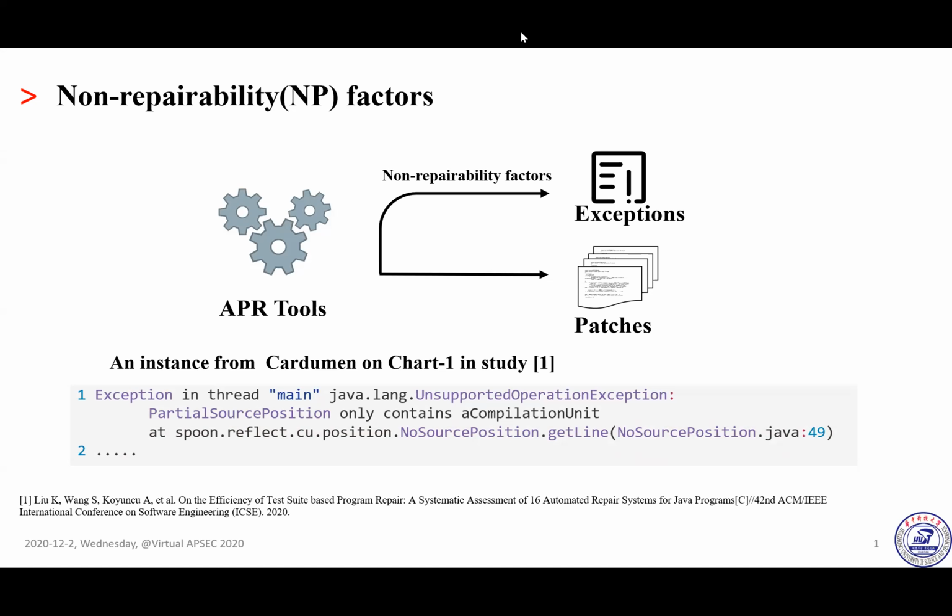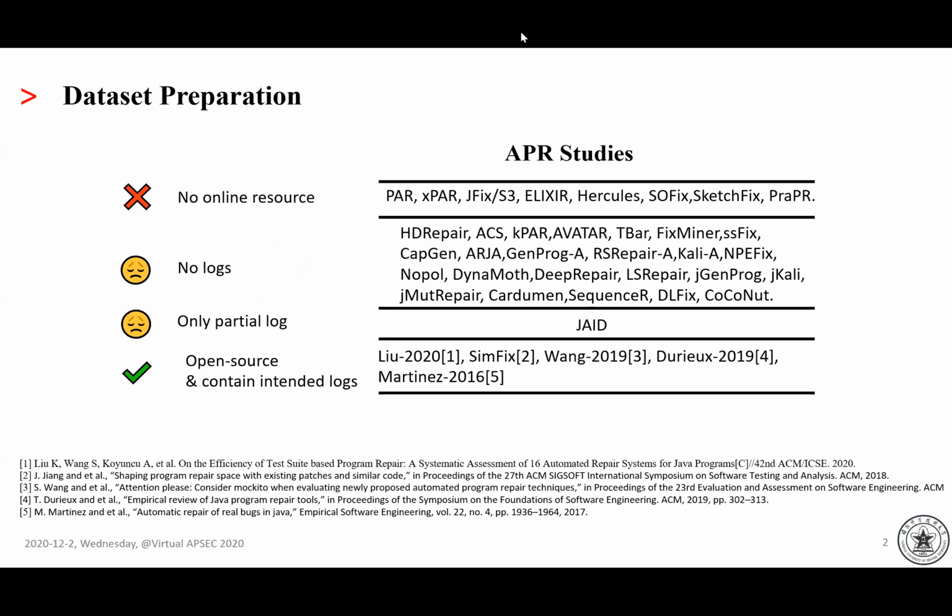To fill this gap, we perform a large-scale empirical study to find out the factors that trigger the non-repairability exceptions. These 5 studies are selected for our study. Other APR studies only release part of the logs or none. Liu 2020 revisits the efficiency of test-suite-based program repair by performing a large-scale experiment on 16 APR tools.